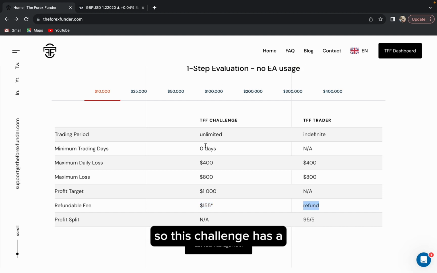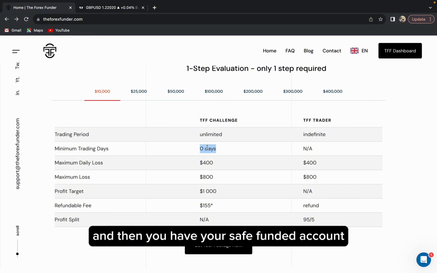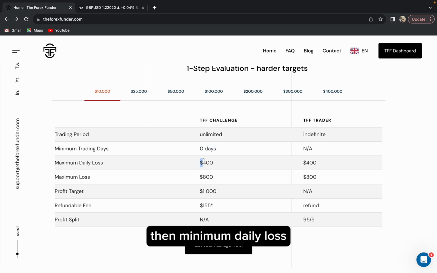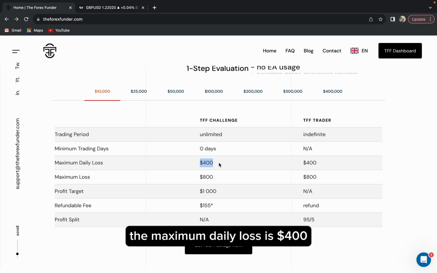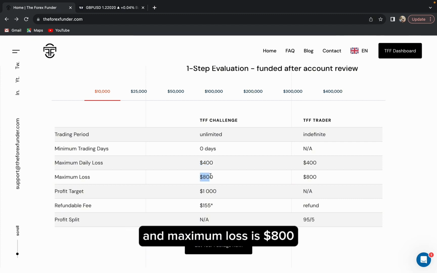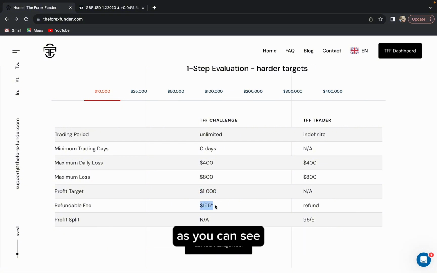So this challenge has an unlimited trading period, and it has 0 minimum trading days. Meaning if you pass your challenge, you receive the funded account. The maximum daily loss is $400 and the maximum loss is $800, as you can see. Then the profit target is only $1,000. Then this is how much you're paying, as you can see.